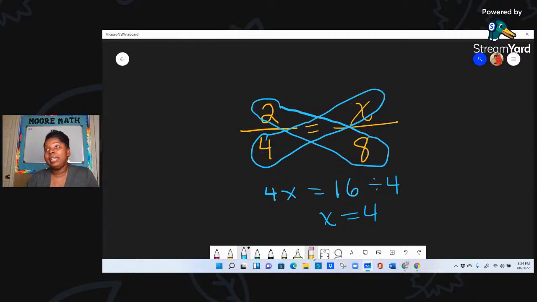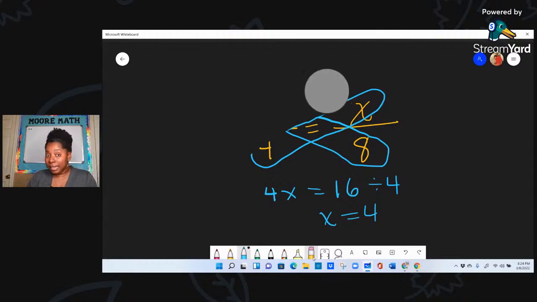Now, again, the other way you could do it is just to go straight across. 4 times 2 is 8. So 2 times 2 is 4. That would be the easiest way to do it. All right. One more proportion.